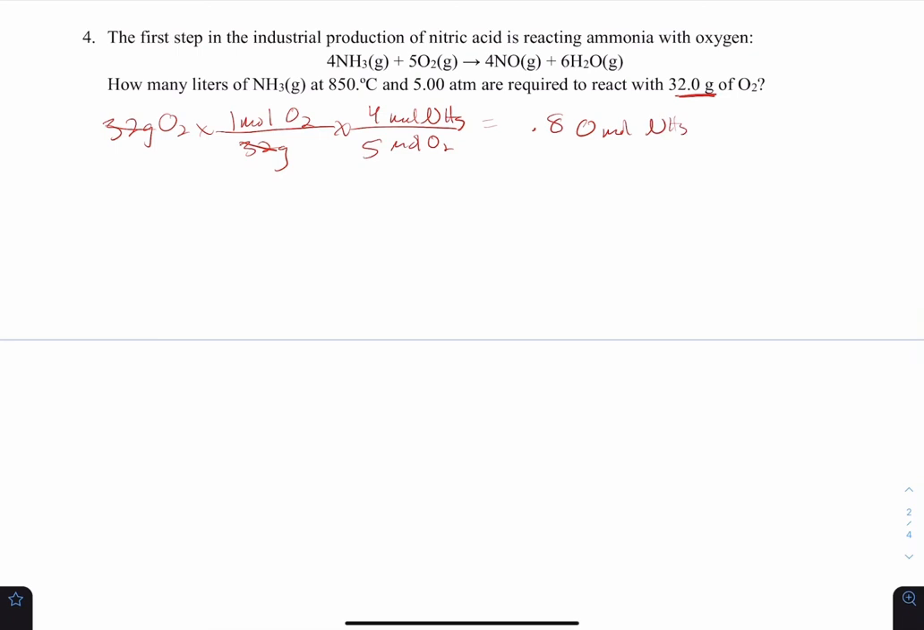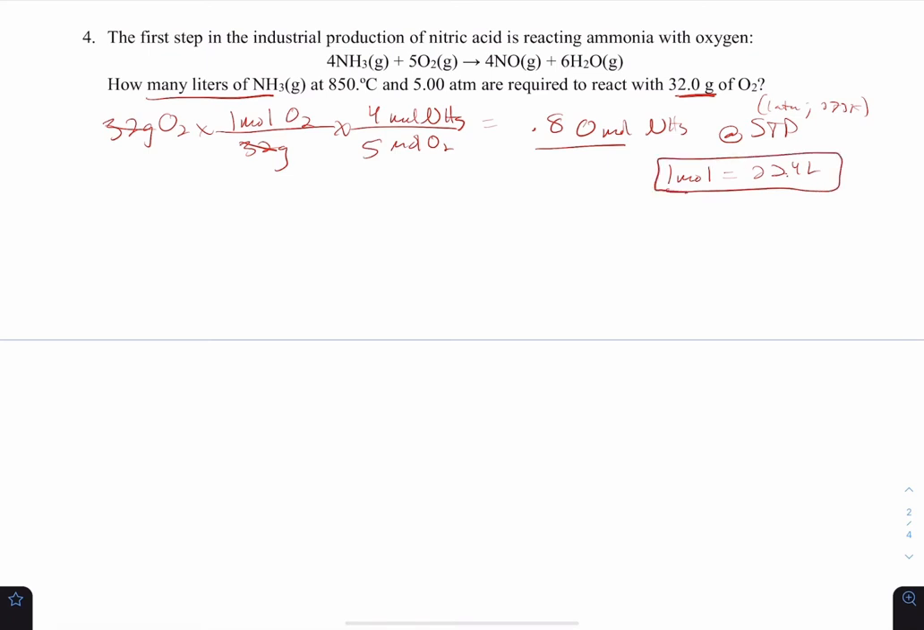Now, if they were asking for how many liters of this at STP, this would be a really easy question after this, right? Because all you would have to do is take this number, and if you remember that at STP, which is 1 atmosphere and 273 Kelvin, 1 mole of any gas at STP is equal to 22.4 liters. I don't know if we've reviewed that yet, but just know that this is true: 1 mole of any gas at STP will have the same volume. And all we would have to do is multiply this number by 22.4 to find out the volume.